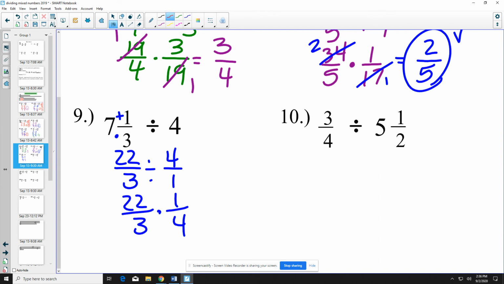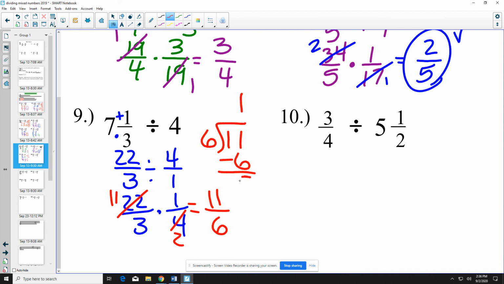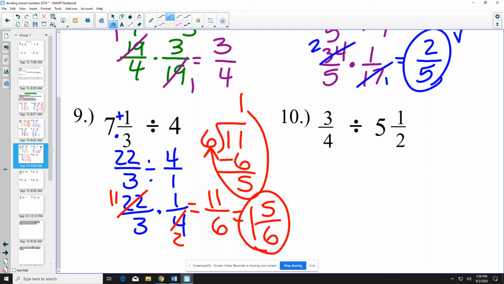Then you can cancel the 4 and the 22. 2 goes into 22, 11. 2 goes into 4 twice. That's all the cancellation. When you multiply it across, did you get 11/6? But that's improper. So what you have to do is take 11 and divide by 6. It goes in once with 5 left over. So if I go in a circle, my answer would be 1 and 5/6. See if you got a 1 and 5/6.